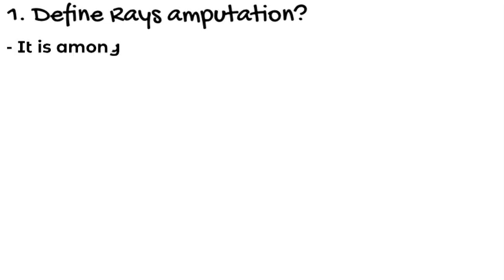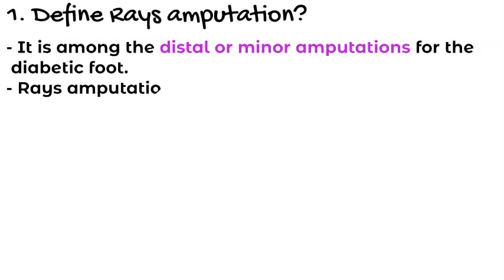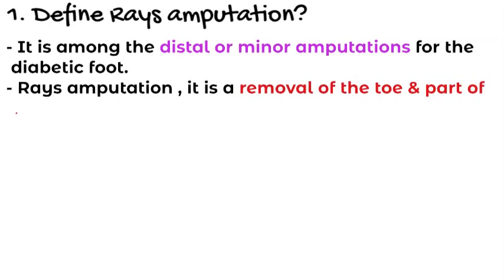Number 1. Define ray amputation. It is among the distal or minor amputations for the diabetic foot. Ray amputation is a removal of the toe and part of the metatarsal bone.